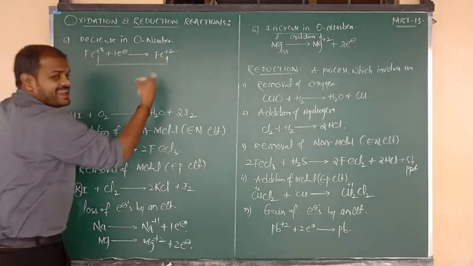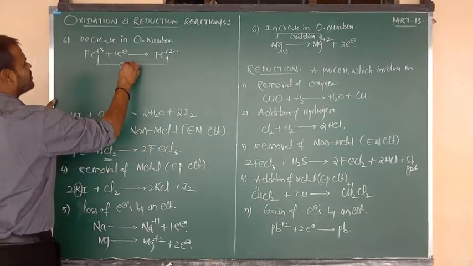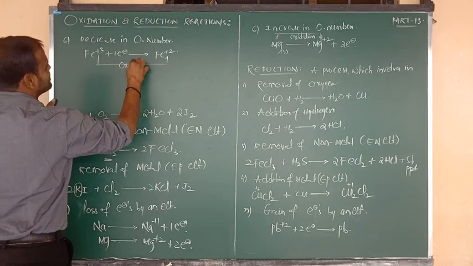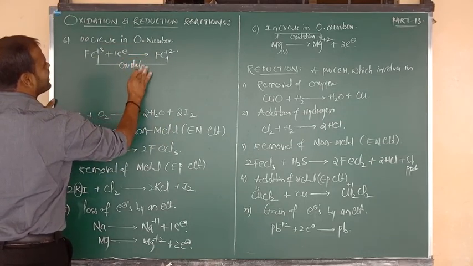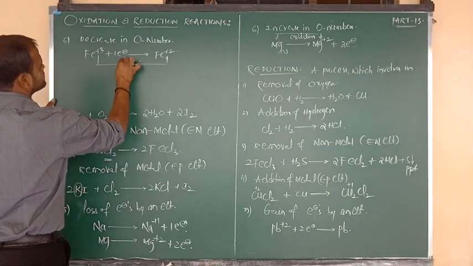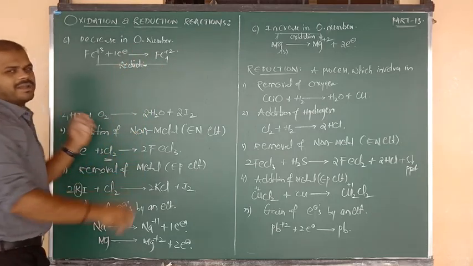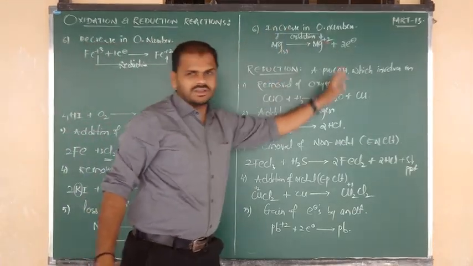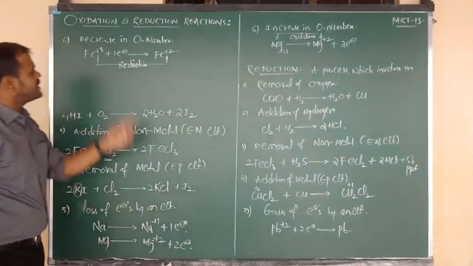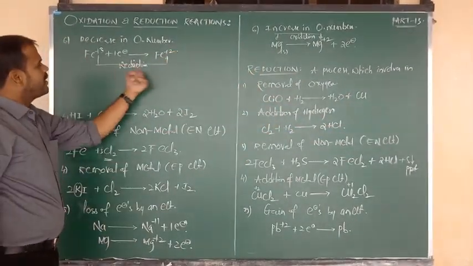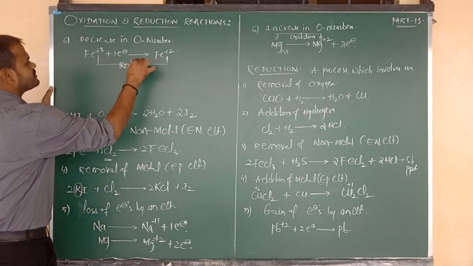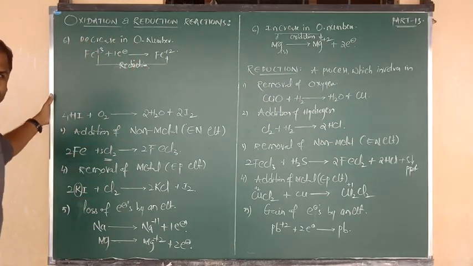So a decrease in oxidation number, this procedure is known as what? Reduction reactions. Okay? So increase in oxidation number, we say oxidation. Decrease in oxidation number, we say reduction. I hope you understand this clearly.